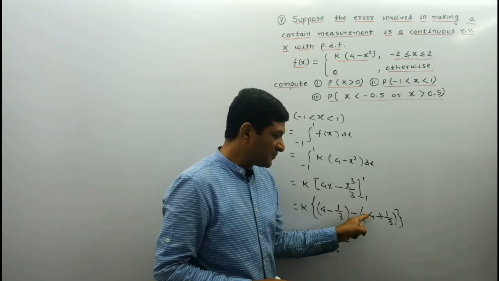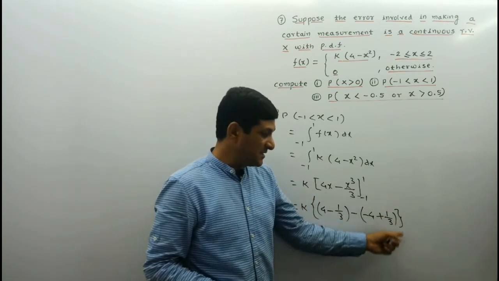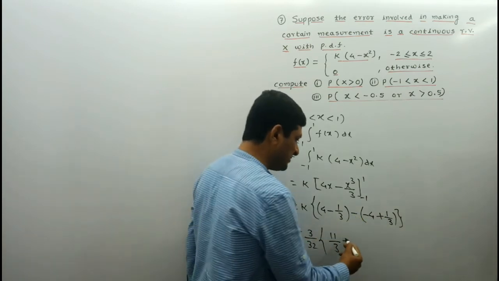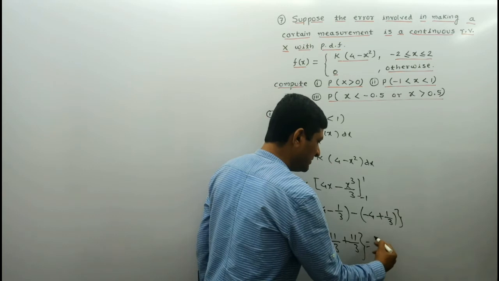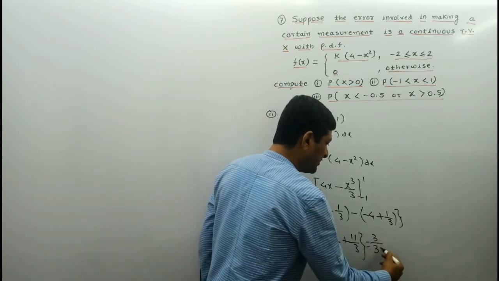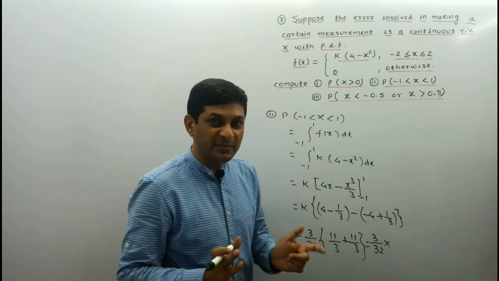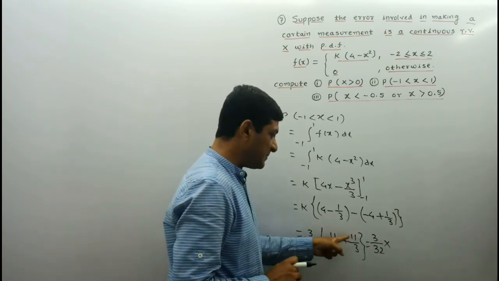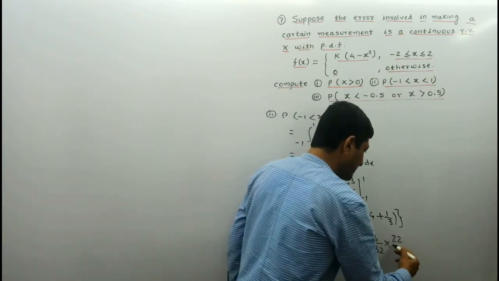3 into -4 is -12, -12 plus 1 is -11, -11 by 3, minus into minus will become +11 by 3. So which is equal to 3 upon 32, keep it as it is, into, now the denominator of both the terms is the same, so simply take the addition of the numerators. 11 plus 11 is 22, 22 upon 3.